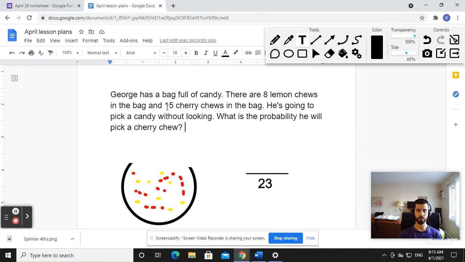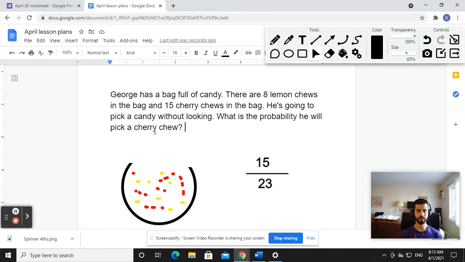And now we are looking specifically if he chooses a cherry chew. And there are 15 cherry chews that he could choose from. That's kind of a tongue twister, isn't it? So there's 15 out of 23.